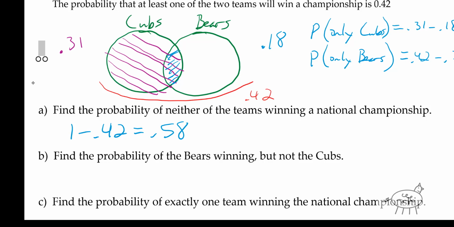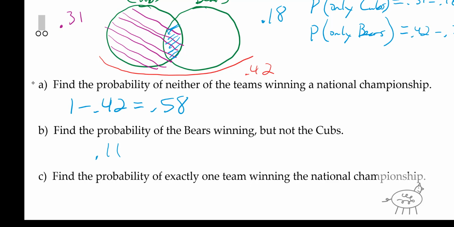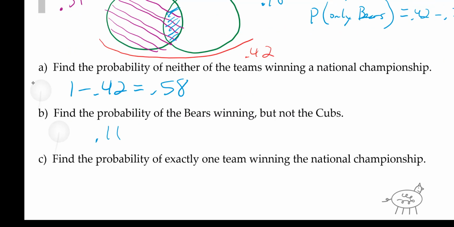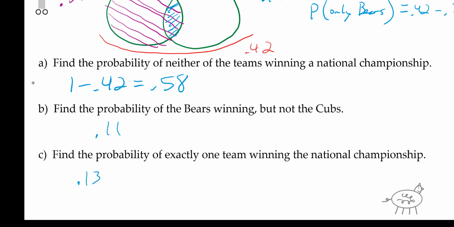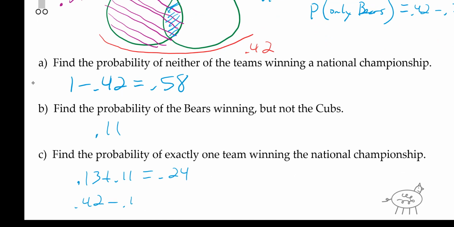Okay, find the probability of the Bears winning, but not the Cubs. We already did that up here. Only the Bears, so 0.11. And find the probability of exactly one team winning the national championship. Okay, so it's only the Cubs plus only the Bears. So 0.13 plus 0.11, which is 0.24. Or you can say 0.42 minus the middle section there, which is 0.18. That gives you the same answer.